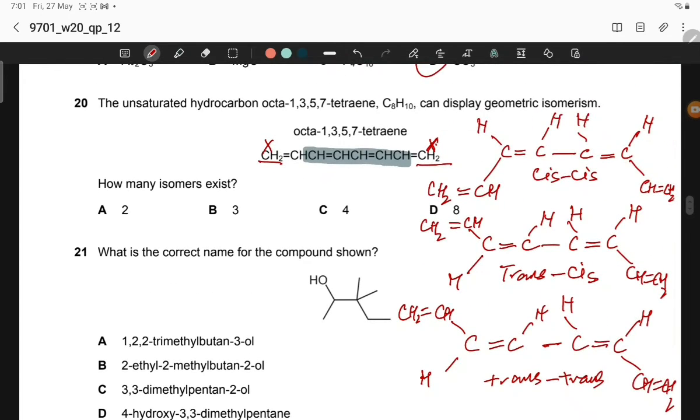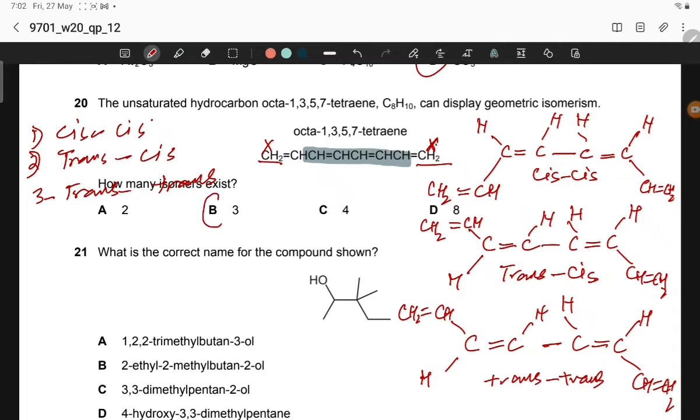So one isomer is cis cis, second is trans cis, and third is trans trans. So 3 isomers exist.